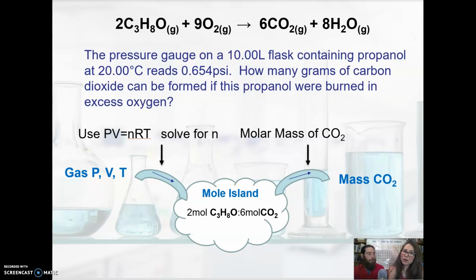So that's what we were talking about. If you have information about one thing and you need information about another thing, you have to go to mole island. You have to convert it to moles first. So once we have moles of CO2, we can get off the island with anything, right? Anything that we know already. In this case, it's asking for mass. We know how to do this. We know that to convert from moles to grams, we use the molar mass.